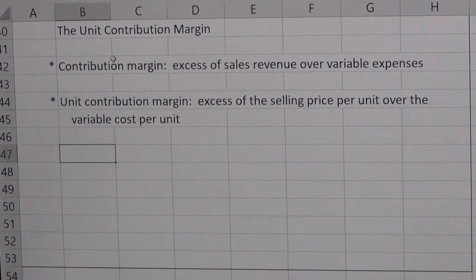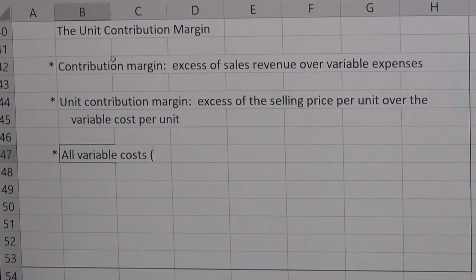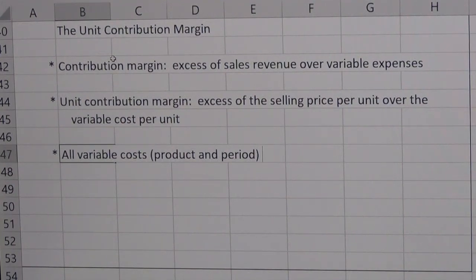So just like we learned about it in total before in the previous chapter, in order for us to make this all work, we're going to have to break it down per unit. And then we have to remember that all variable costs, product and period costs. So we're talking about both what's part of the cost of goods sold and what are considered to be period costs, which most times we refer to as general and administrative expenses.